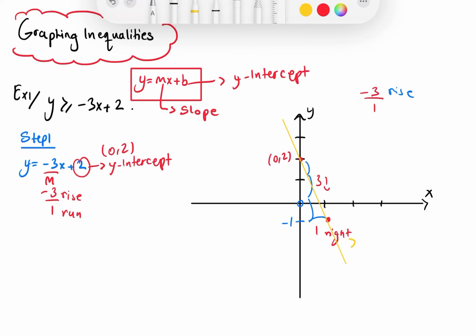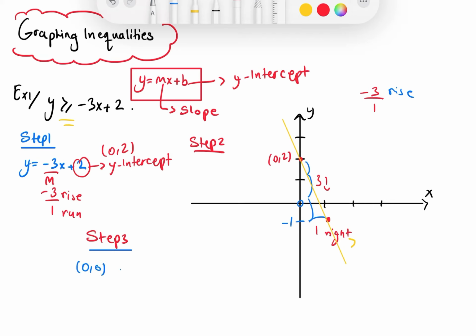However, we want to graph this inequality, right? It's y is greater than or equal to negative 3x plus 2. How do we do that? Well, we choose a test point. So the third step after graphing it is to choose a test point on this graph. One of the best test points to choose is always 0 and 0. Right now I'm going to choose 0 and 0.